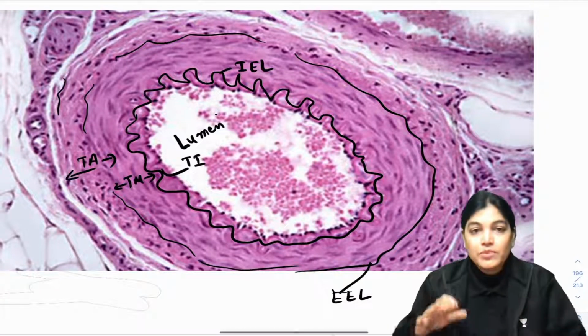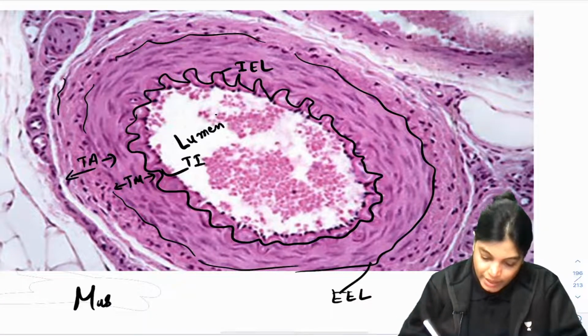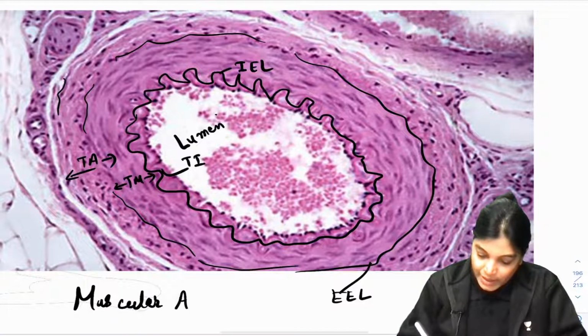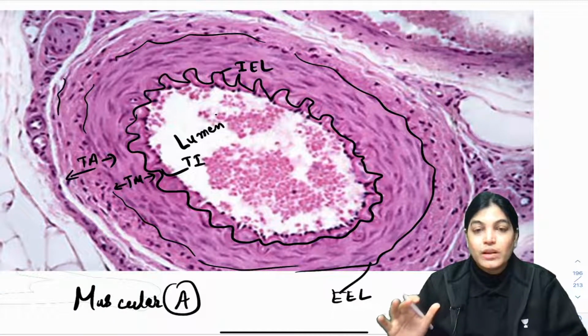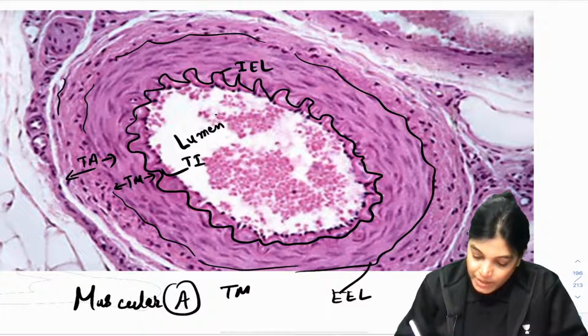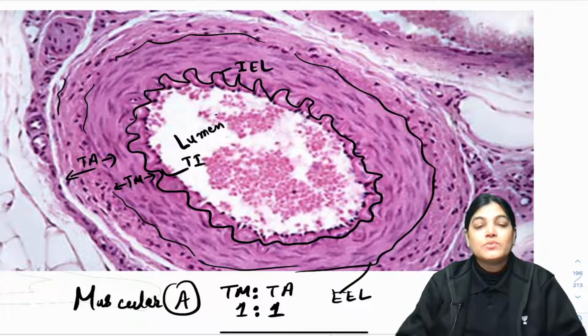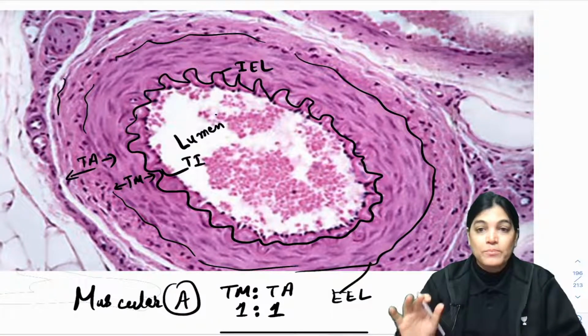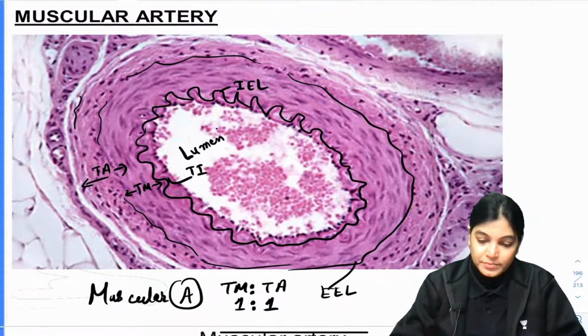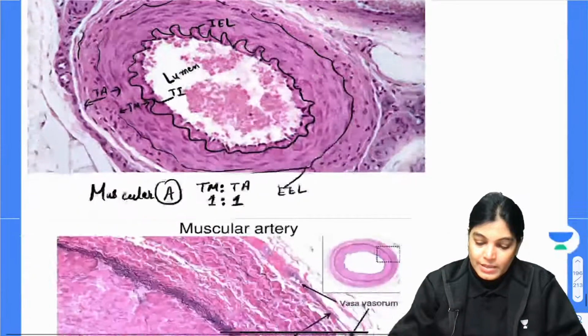So my dear aspirants, if you see this slide of the muscular artery, what can you say by seeing this? A well defined circular lumen is there, and the tunica media to tunica adventitia thickness ratio is 1:1. If you see the thickness of tunica media and tunica adventitia, it is approximately 1:1. So done. Let's see more images.